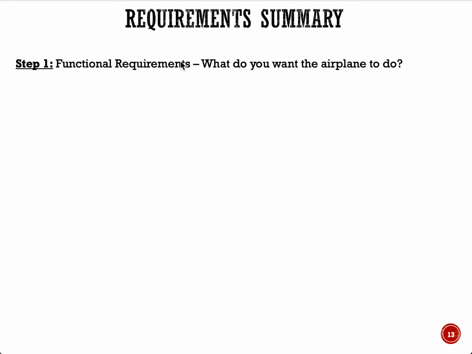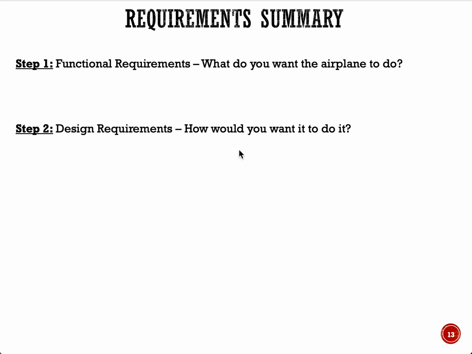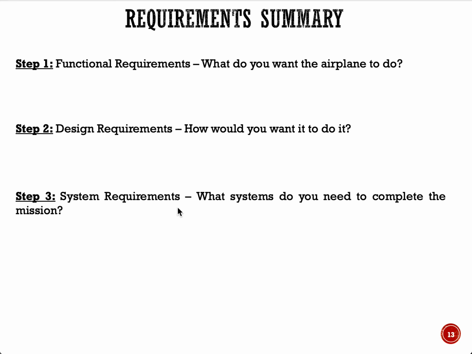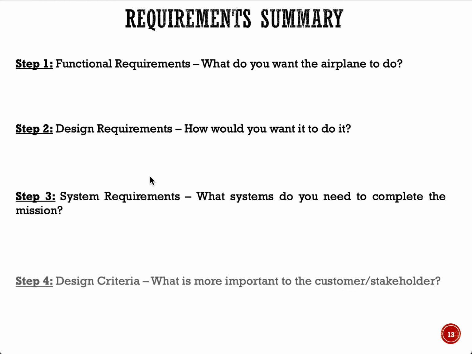So here's a summary, right? Step one, you define the functional requirements. What do you want the airplane to do? Step two is the design requirements. How would you want the airplane to do it? Step three is system requirements. So what systems do you need to complete the mission? And step four is the design criteria. What is more important to you, to the customer or stakeholders? So when you're identifying the requirements for your aircraft, just basically follow these steps.